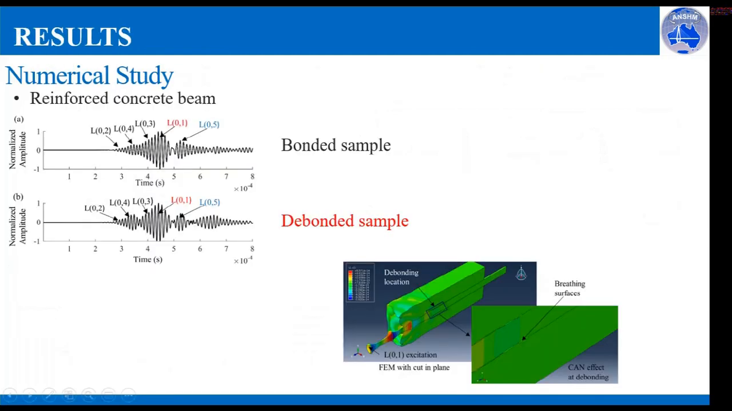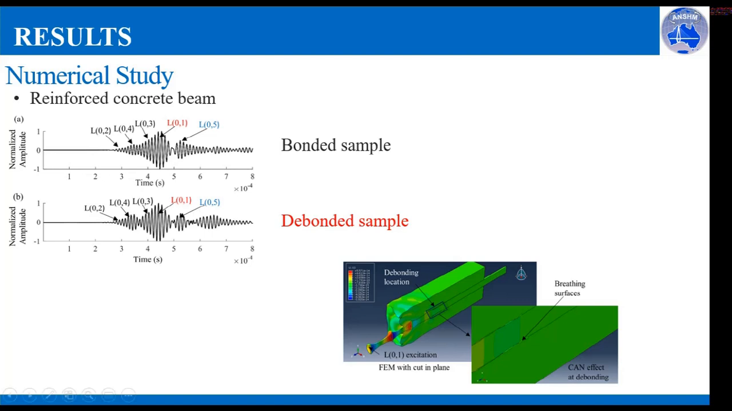The time domain signal received for the bonded and the debonded sample is shown here. As you can see, the time domain signal does not give much indication of the presence of damage, and therefore nonlinear features can be helpful in this regard for damage detection.